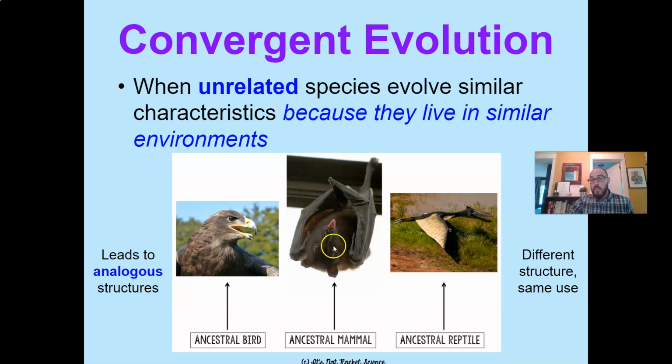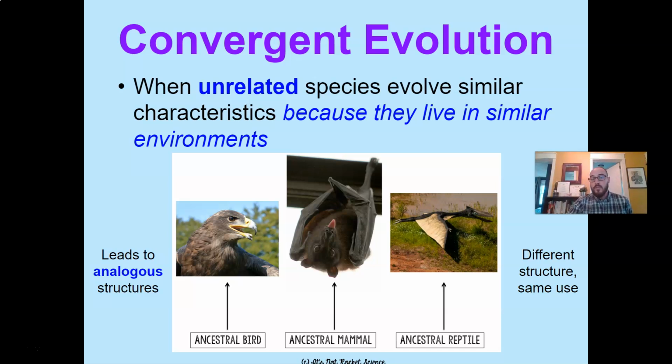All of these wing developments have evolved separately, and we call those analogous structures. And that means that the structure is similar. It's not exactly the same. It doesn't have the same evolutionary history, but it has the same use. So a homologous structure: shared evolutionary history, different use. Analogous structure: different evolutionary history, same use.